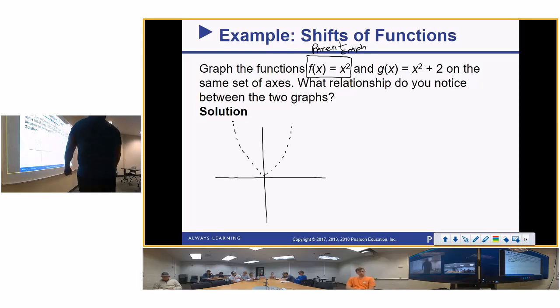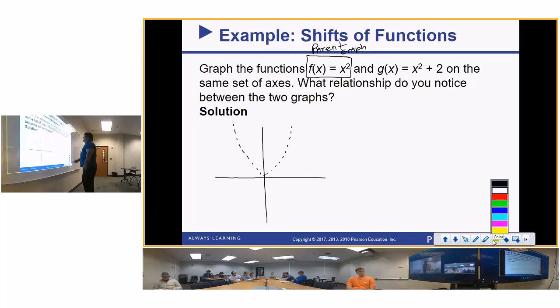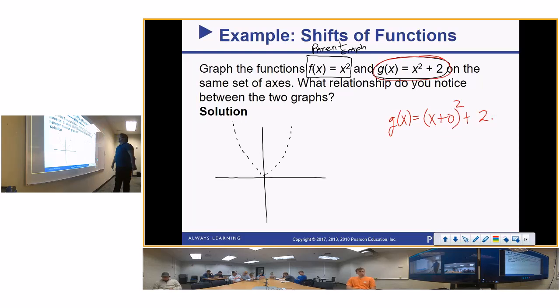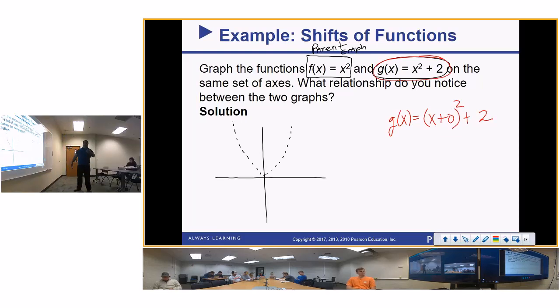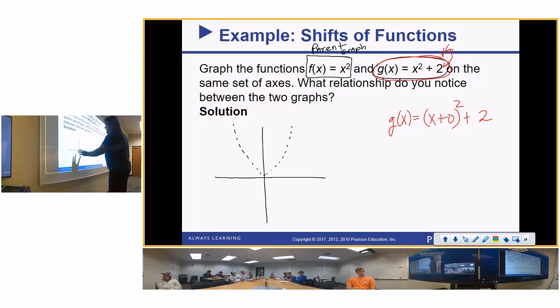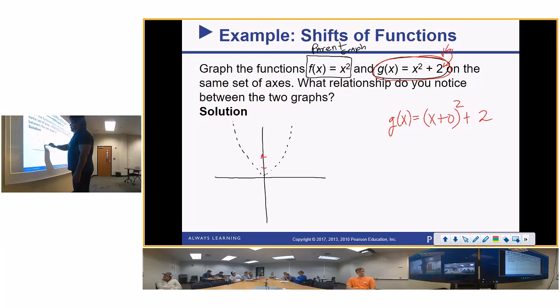There's the parent graph. This is the graph that you're comparing it to. And this is g of x is equal to (x + 0)² + 2. Remember, I told you, if the number is attached to the x, it is a horizontal shift. If it's not attached to the x, it is a what? Vertical shift. So this is your vertical shift. So that means that we're going to take this parent graph and move up 2 and redraw it.